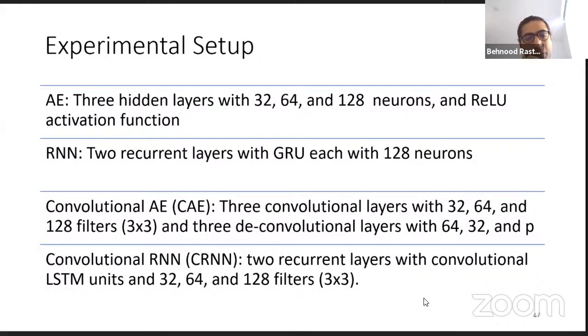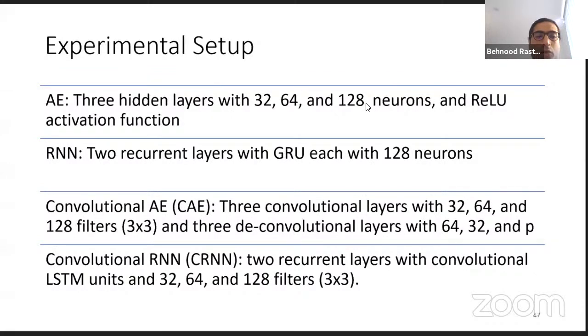So now we move on to the experimental setup that we worked with, and most probably you found it in the paper and also in the codes that are available online. For the autoencoder, we have 3 hidden layers with 32, 64, and 128 neurons, and we use ReLU activation functions. For the RNN, we used 2 recurrent layers with GRU, each with 128 neurons.